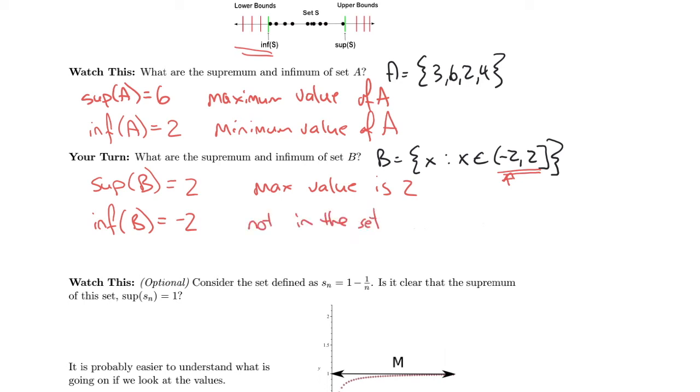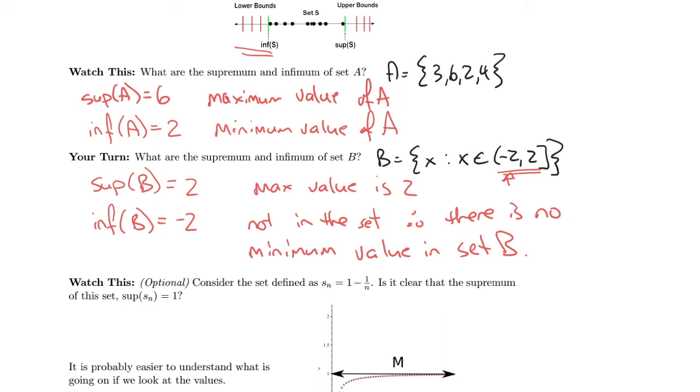Okay, not in the set. So therefore, there is no minimum value in set B. So that's really interesting here, okay? If the supremum or the infimum are parts of the set, it's going to have a very clear maximum or minimum value. If the infimum or the supremum is not part of the set, then there is no clear maximum or minimum value for that set.